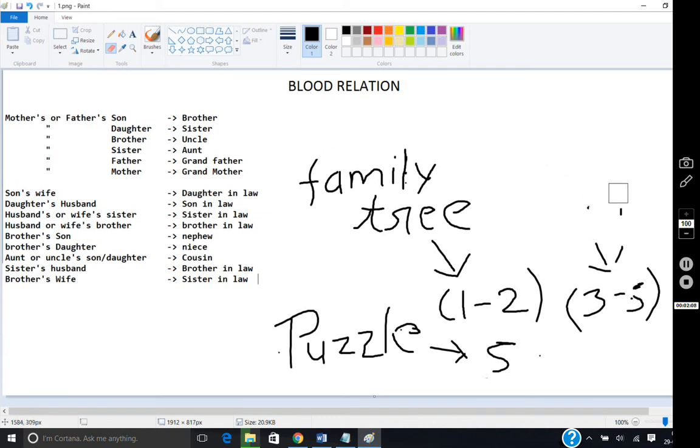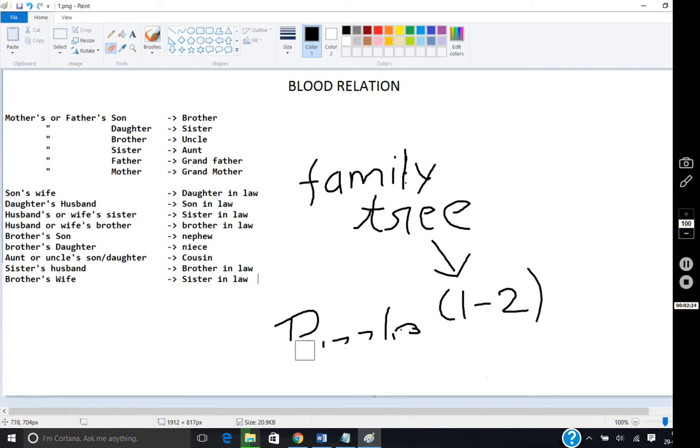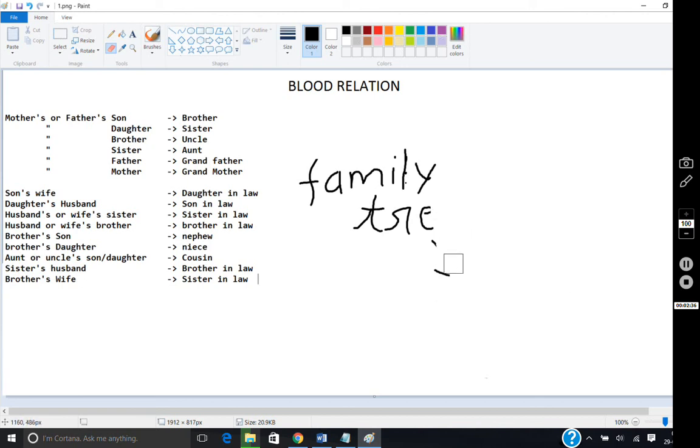So today we will cover the complete topic. We will take questions based on family tree. First we will learn how to make a family tree, then we will take some questions based on family tree. After that we will solve a puzzle, and then we will take pointing to a photograph problem, and then we will learn how to solve coded relationship.